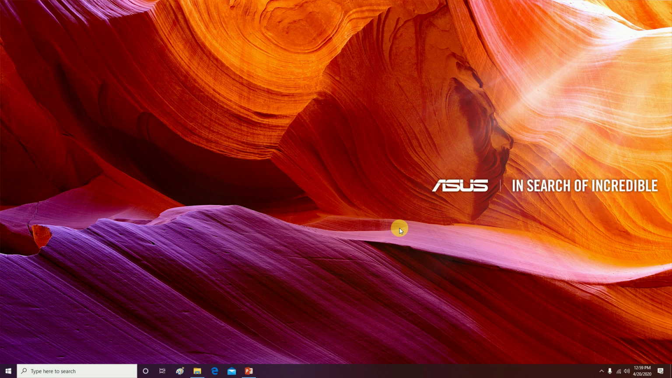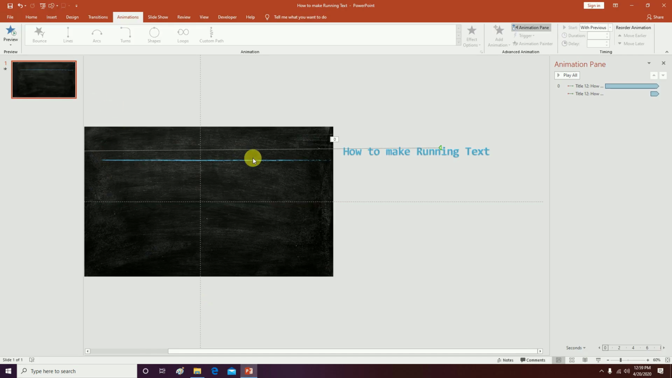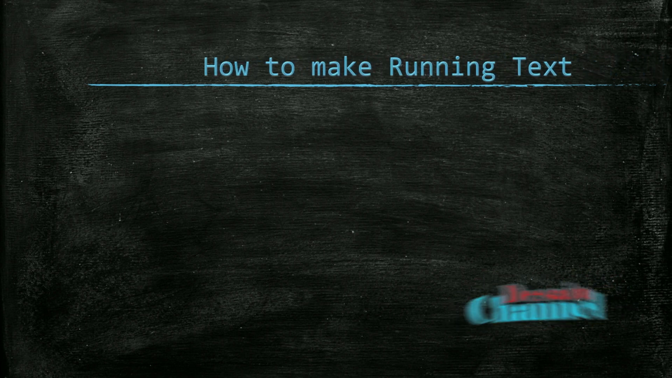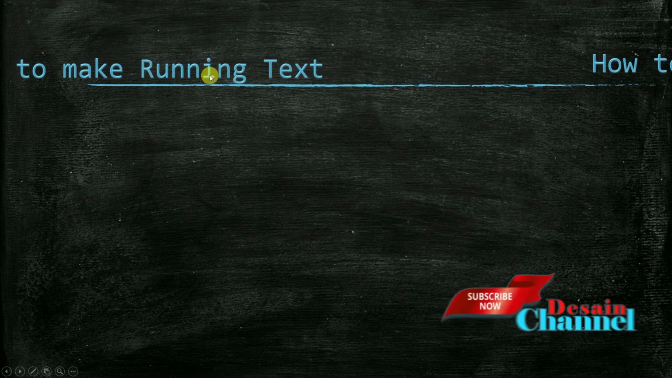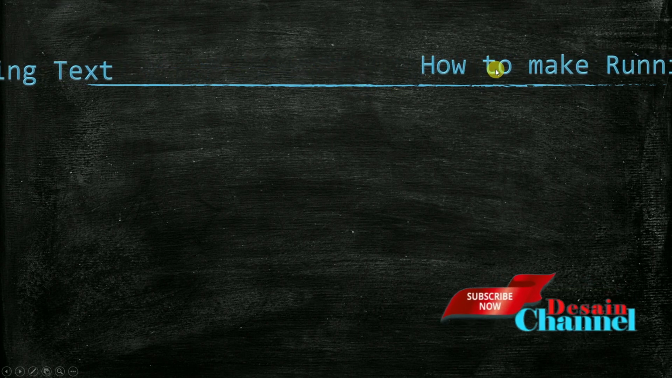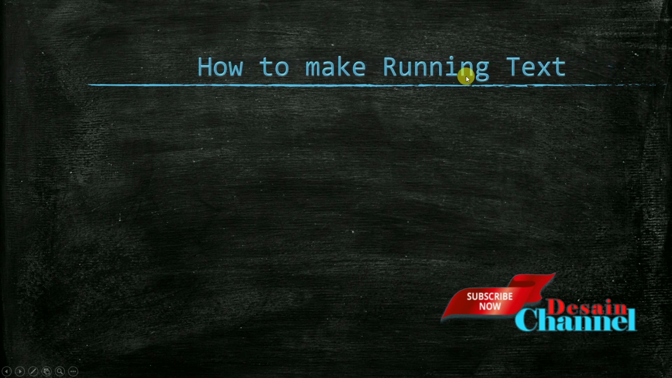Okay, today in this video tutorial, I will teach you how to make running text in PowerPoint. Okay, this one is so easy. Now I will show you an example of what running text is like. Then we will make it like this. Okay, wait a while. This is what we call running text. This is the first text, and this one is the second text, because we use two texts here.